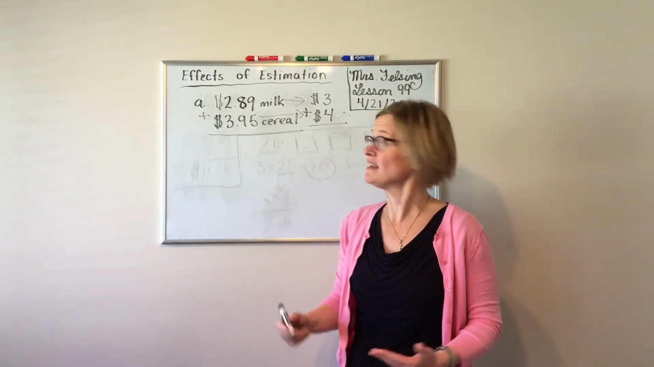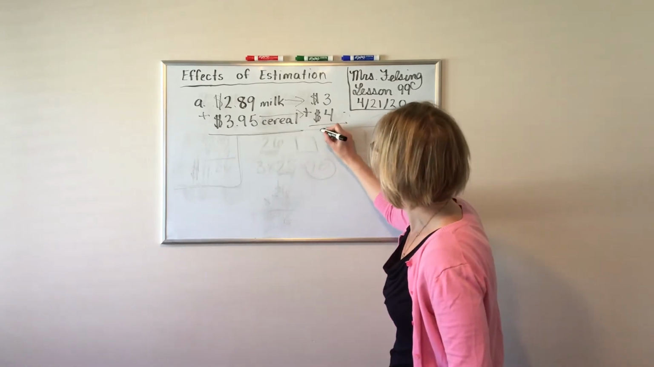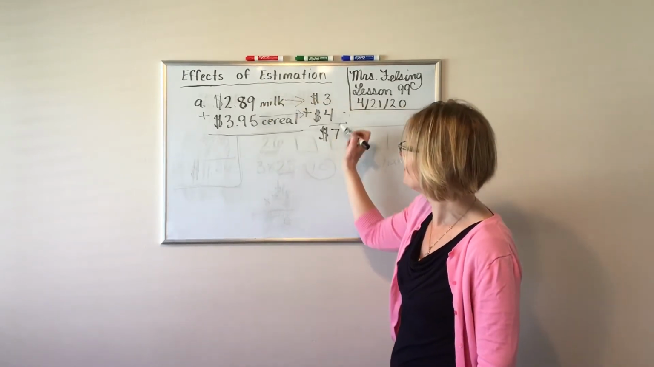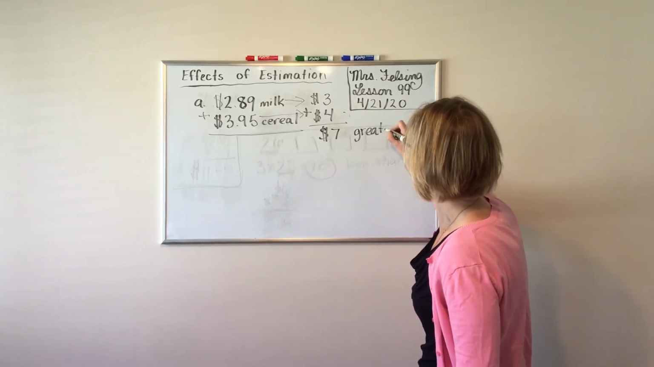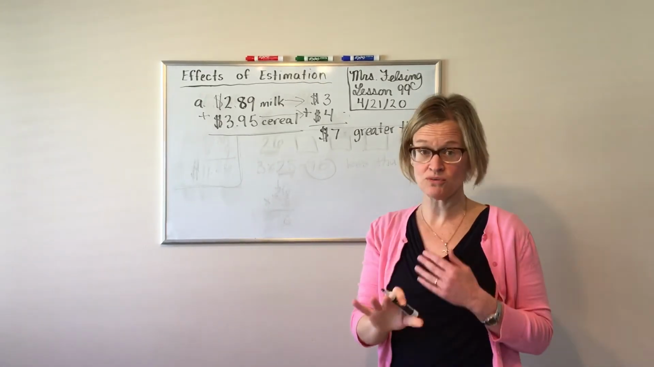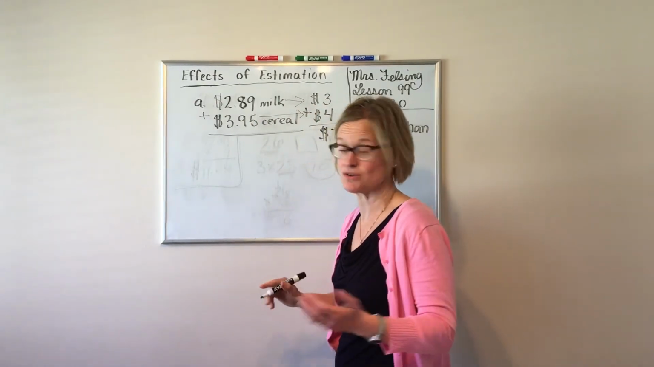Looks to me like 3 is greater than and 4 is greater than. So the estimated price is 7. So since these are bigger or greater than, the estimate is greater than. Now what we'll do, and you should write this down too and show your work, is let's add this together and see if our answer is right.